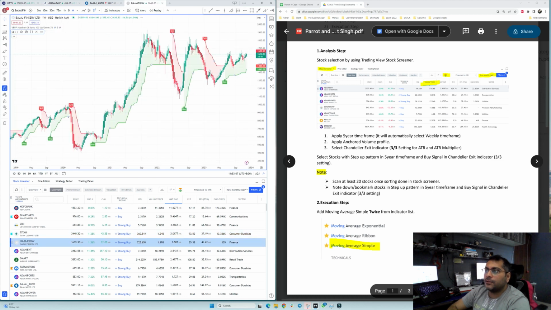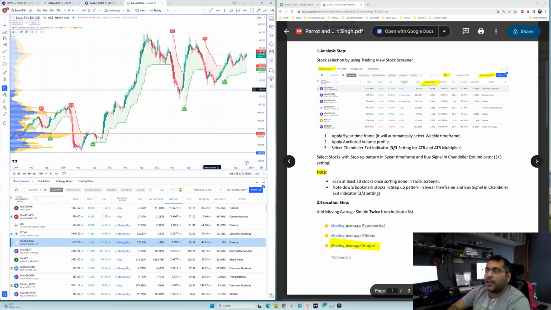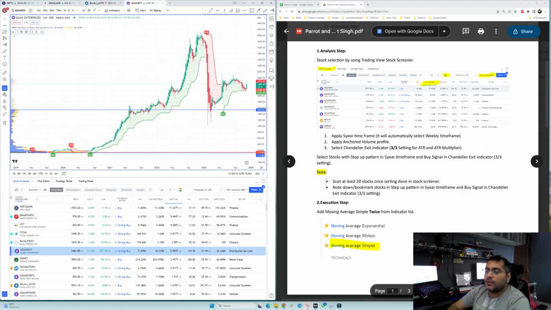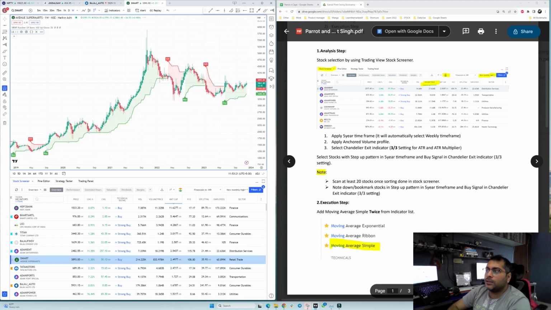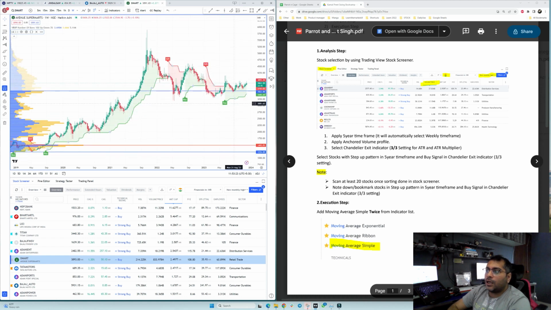Bajaj Finserv, step up pattern, bookmarked it. Adani Enterprises, step up pattern, bookmark it. DMart, again it's a step up pattern.